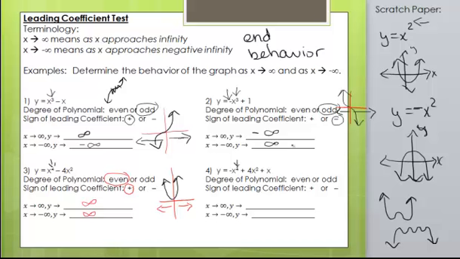So look at number 4. The degree of the polynomial is still even, but this time the sign of the leading coefficient is negative. So if you have a look at that one, it's like this. As x is getting bigger, what's y doing? It's getting smaller. And as x is getting smaller, what's y doing? y is also getting smaller. So this is the leading coefficient test.